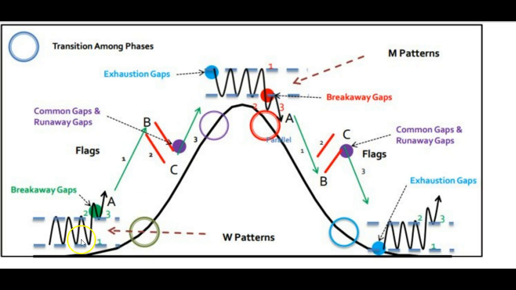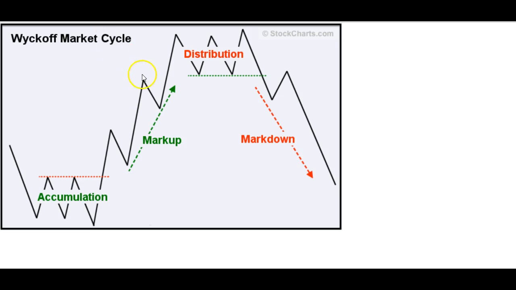I've talked about this before, but in Wyckoff, this is called accumulation, and this is called distribution. And as they mention here, this is a W pattern, this is an M pattern. You'll see higher lows, and here you'll see lower highs, showing weakness or showing strength of trend, etc. So again, accumulation, distribution. In between there is considered markup.